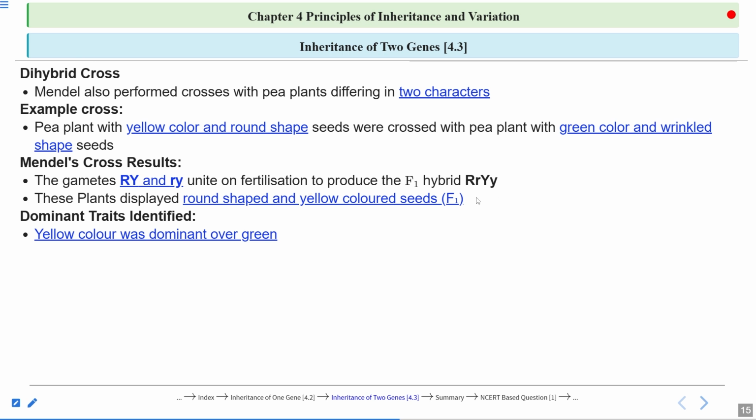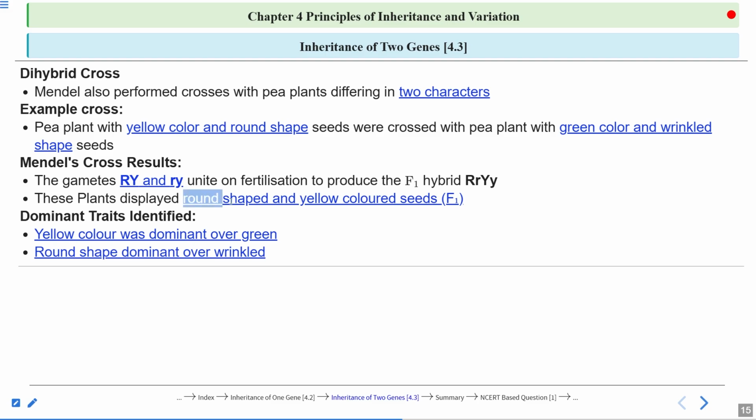Okay, so what will be the dominant traits? We can say yellow color was dominant over green color because yellow color was seen in the F1 generation. And round shape was dominant over wrinkled because round shape was observed in the F1 generation. So by looking at the F1 generation, you can tell which character is dominant and which character is recessive.